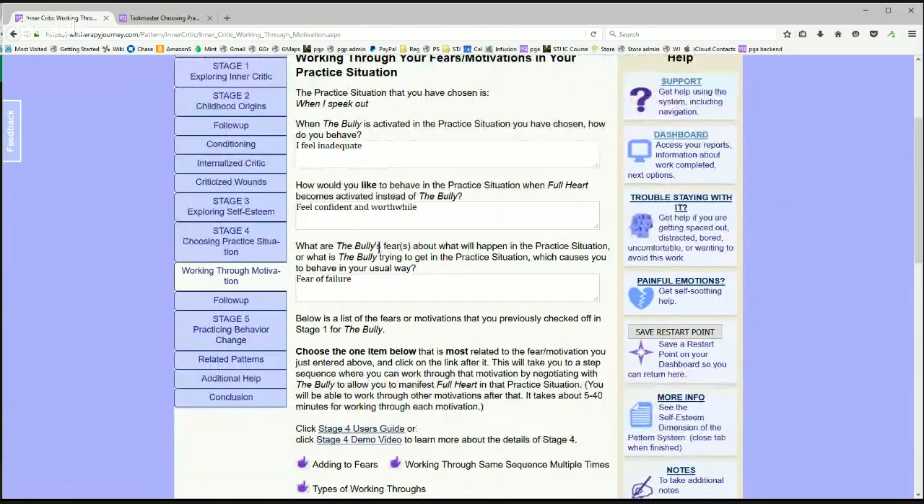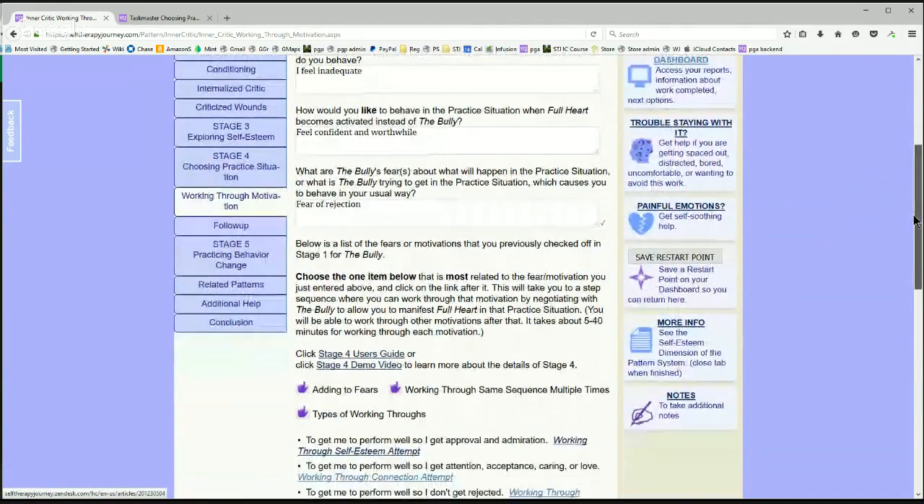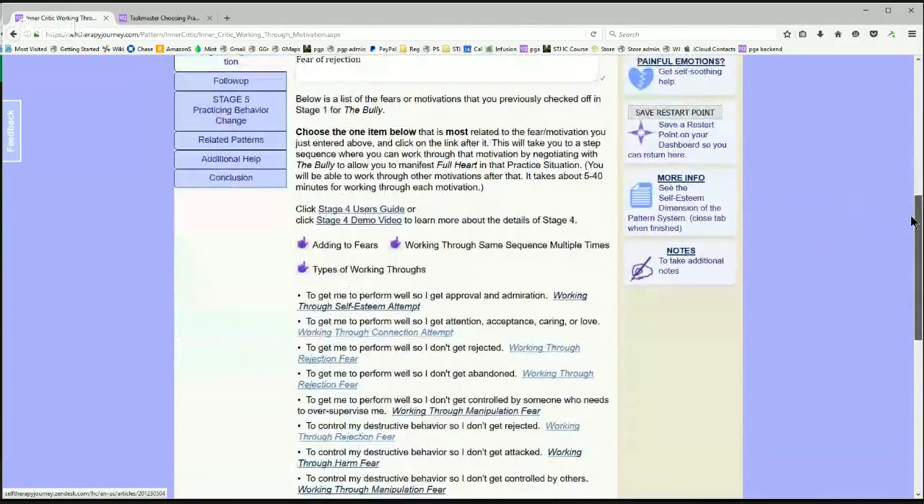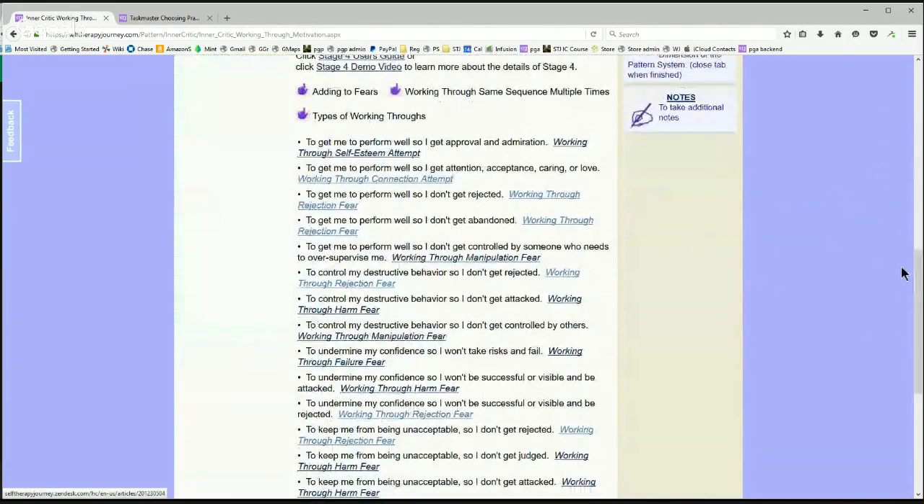And what is the bully's fear? Just for the sake of making this simple, I'm going to put in fear of rejection, because that's the one I'm going to use. Okay, so we're filling in a little information here, and then you're going to choose what you're going to get here. Remember, in stage 2, you got a whole list of the fears and underlying motivations that you chose in stage 1, and each of those led to a different wound to work on.